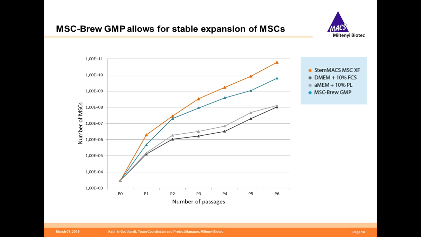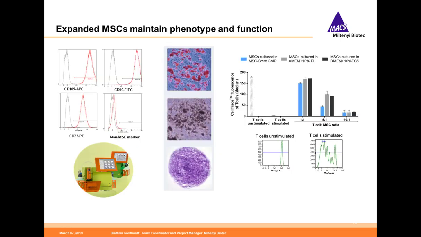But not only the cell number is important, it's also important how the cells behave after long-term cultivation. So in this case, we show some data expanding MSCs from bone marrow for about 6 passages in 4 different conditions. And as you can see, there is a stable growth rate for the StemMax XF and the MSC-Brew GMP medium.